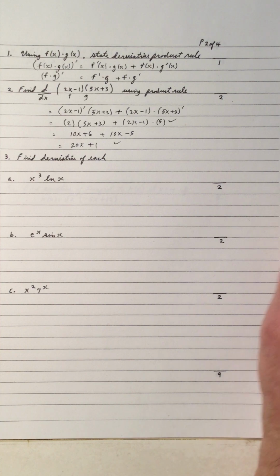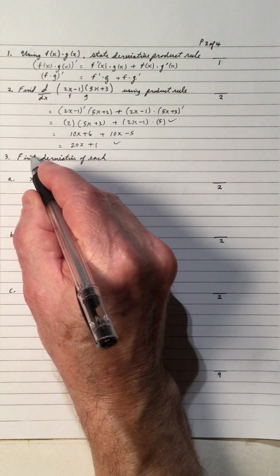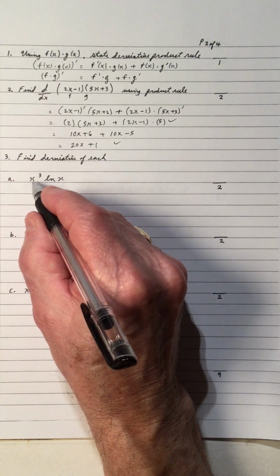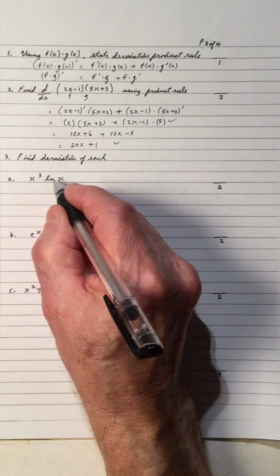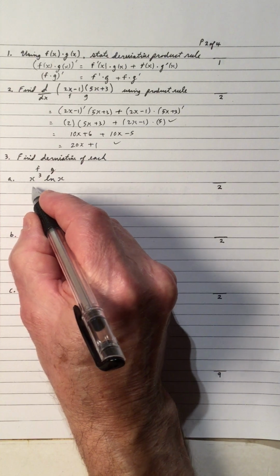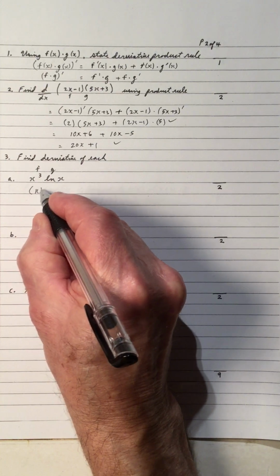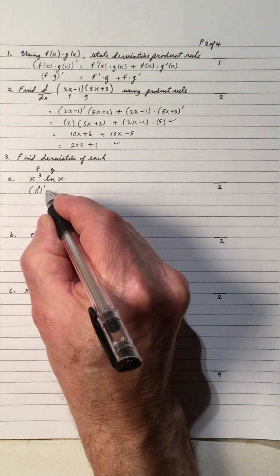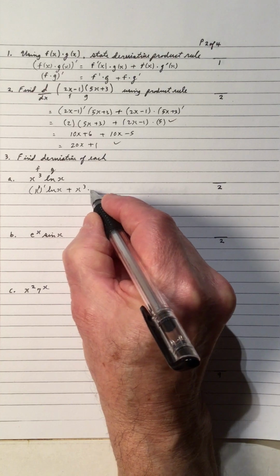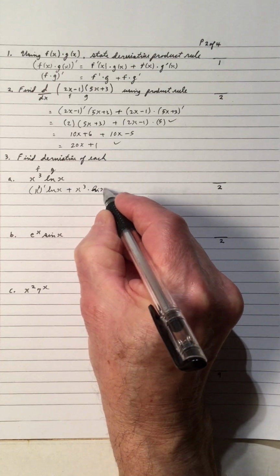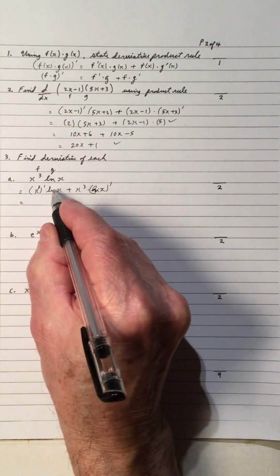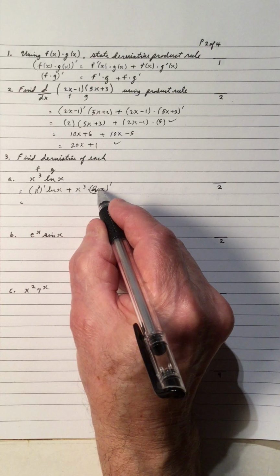And number 3, find the derivative. We got 2 dots there, but we just ignore that dot. Find the derivative of each. Again, we have a product, 2 different functions. We have x cubed and ln x, so that's f and g. The derivative is the derivative of x cubed times ln x plus x cubed times the derivative of ln x. So that's f prime times g, add on f times g prime.